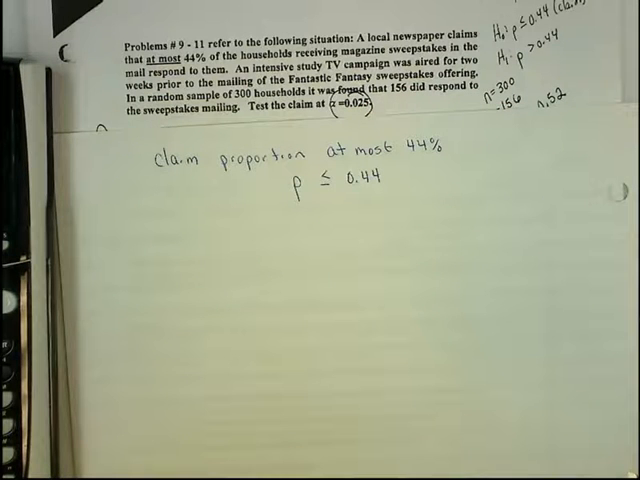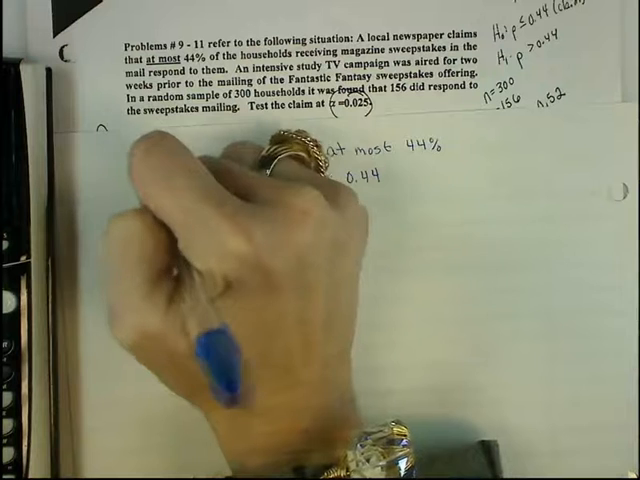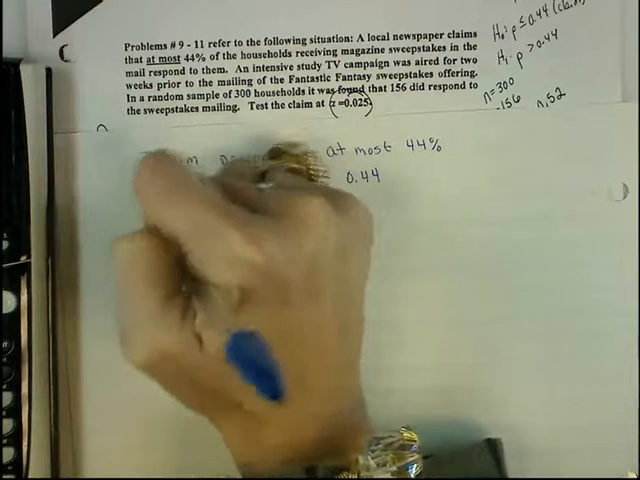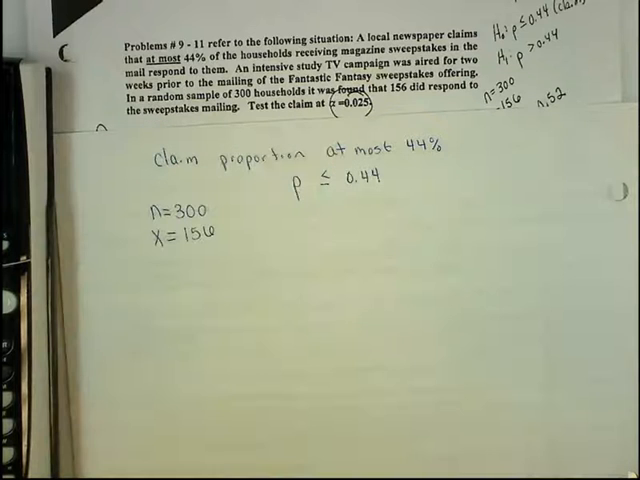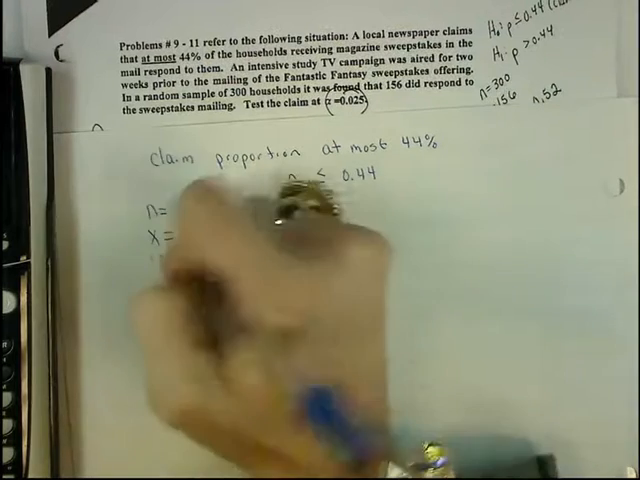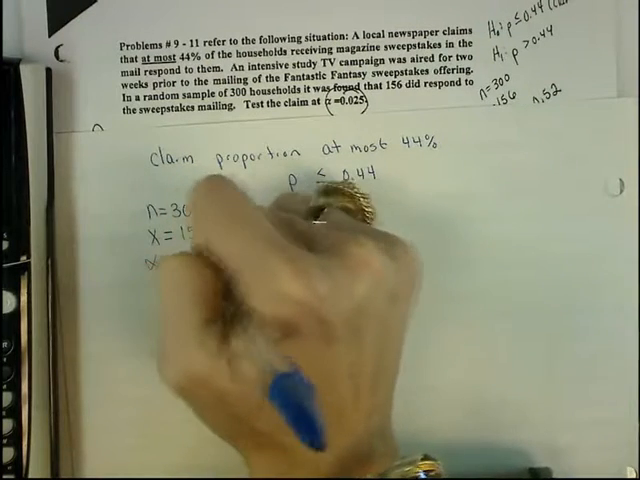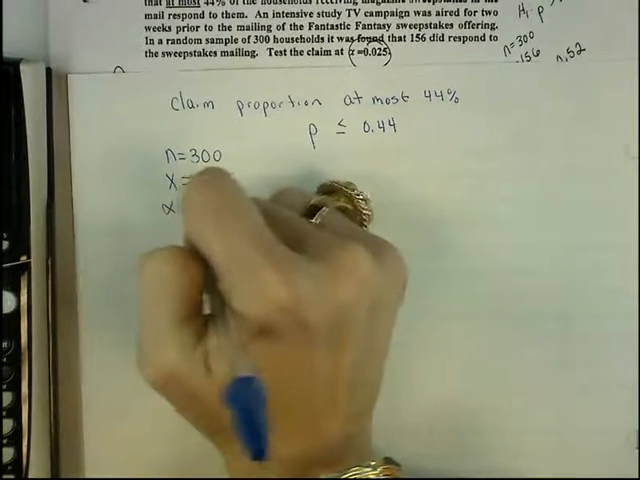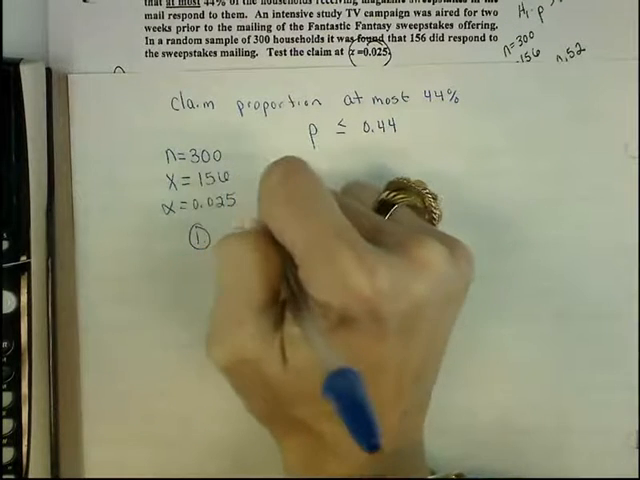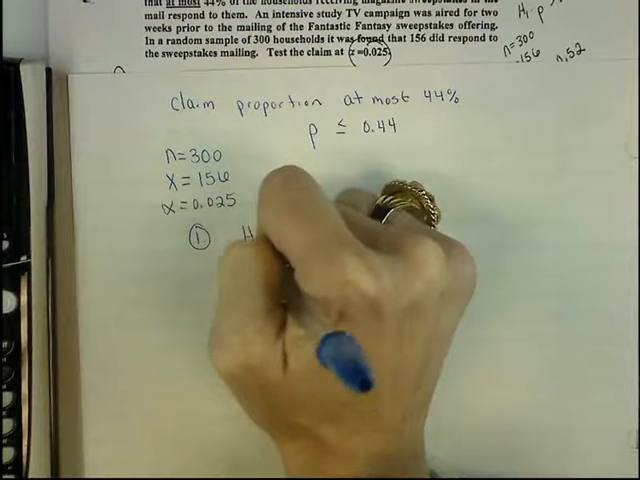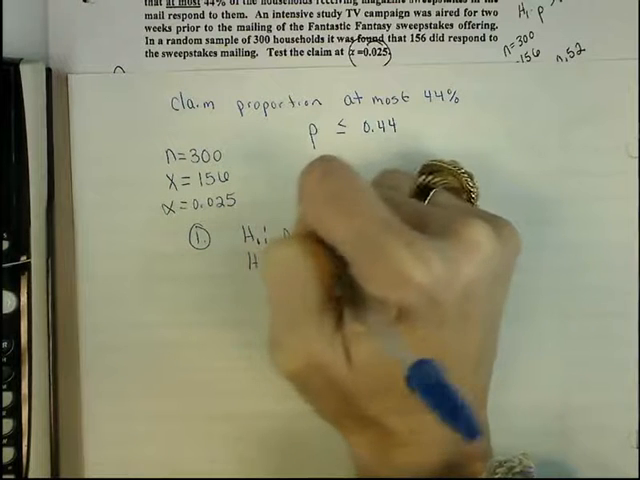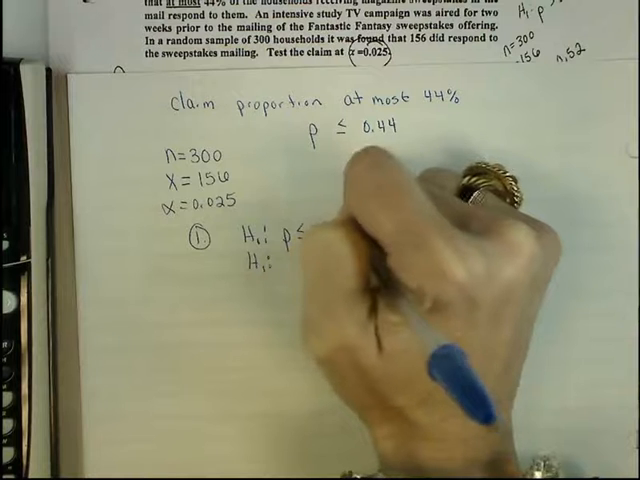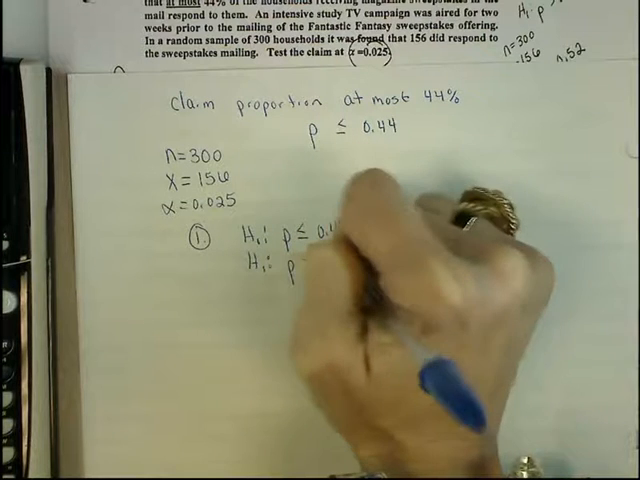To test this claim, they take a sample of 300 households and find that out of that 300, 156 people respond to the sweepstakes mailing. Alpha is 0.025. We will go through the steps of the p-value method for this problem. First step is the setup. Since it's less than or equal to, which means at most, that has to be part of the null, and the alternative is greater than.